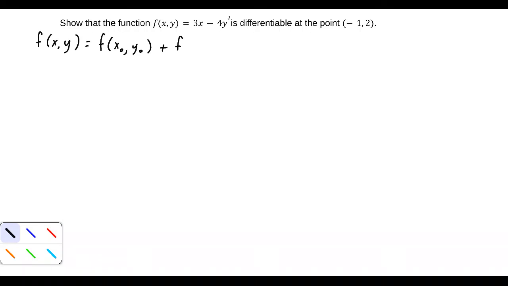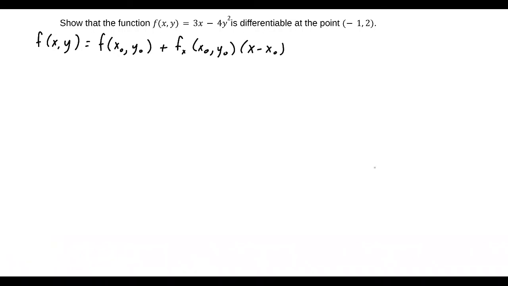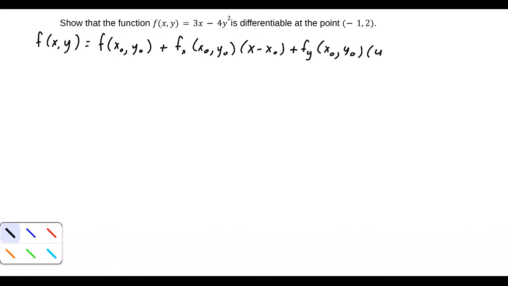plus fx evaluated at (x₀, y₀) multiplied by (x - x₀), plus fy evaluated at (x₀, y₀) multiplied by (y - y₀), plus E(x,y), where E(x,y) is our error polynomial, as it were. So we know that this is true.